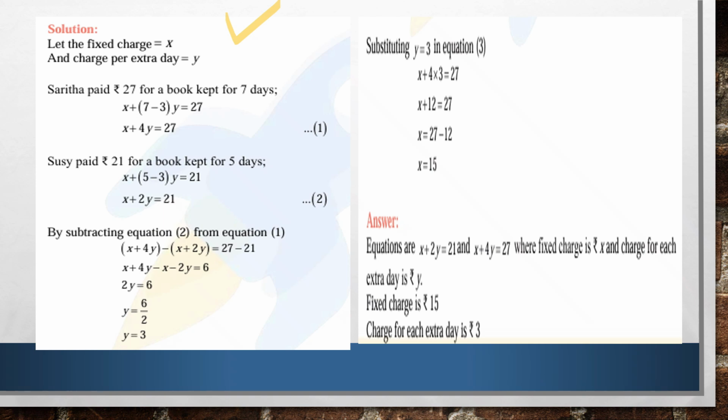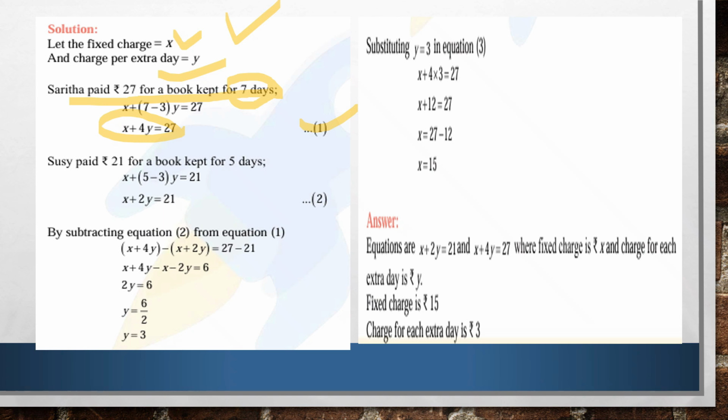Here, a lending library has a fixed charge for the first 3 days and an additional charge for each day. So Sarita and Susy are paying different amounts. Here we can take the fixed charge as x and the charge per extra day as y. Sarita is paying rupees 27 for a book kept for 7 days, 7 days means 1 week. So x plus (7 minus 3)y is equal to 27. So I can take equation 1 as x plus 4y is equal to 27.